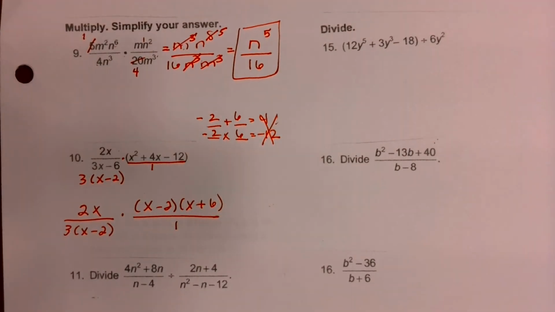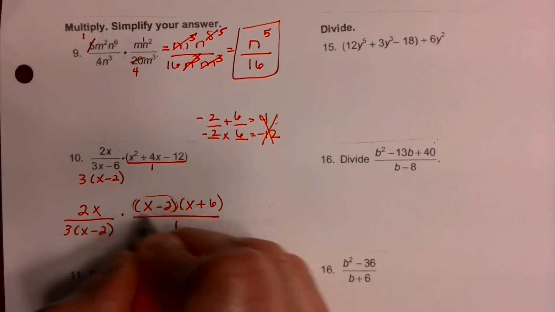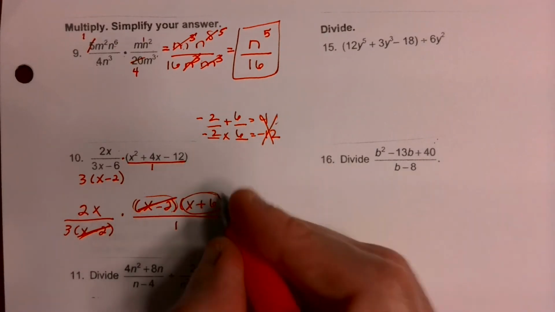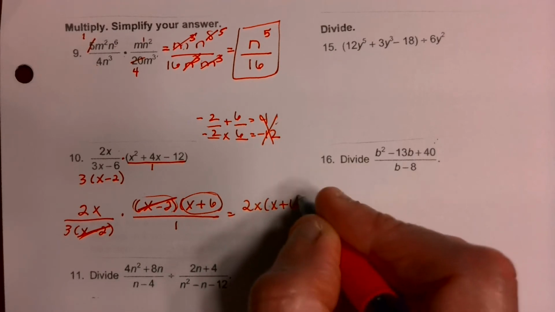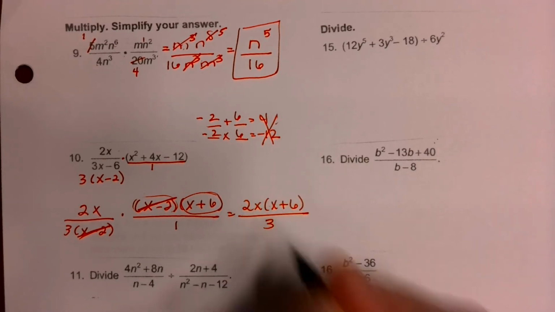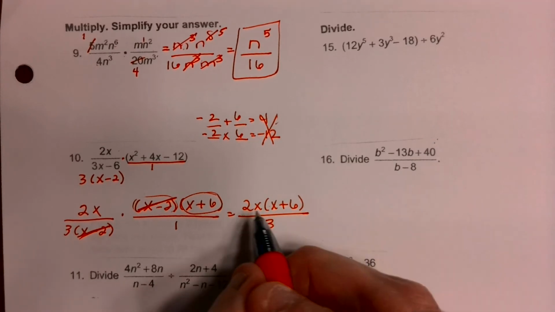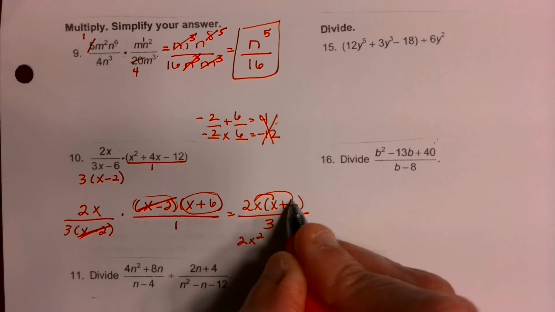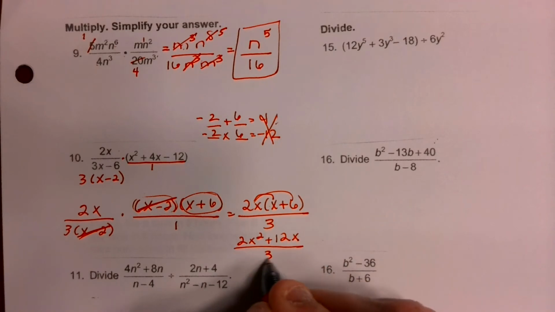Anything in the top can cancel with anything in the bottom. Is there anything there? There is. Remember, these have to stay together. So I can only cross this and this off. So I'm left with 2x times x plus 6, keep your parentheses, over 3. And let's just get rid of all parentheses to be simplified completely. So let's multiply that out. 2x squared plus 12x over 3.